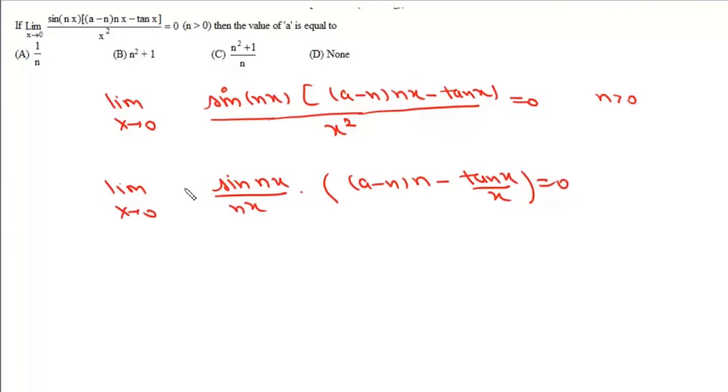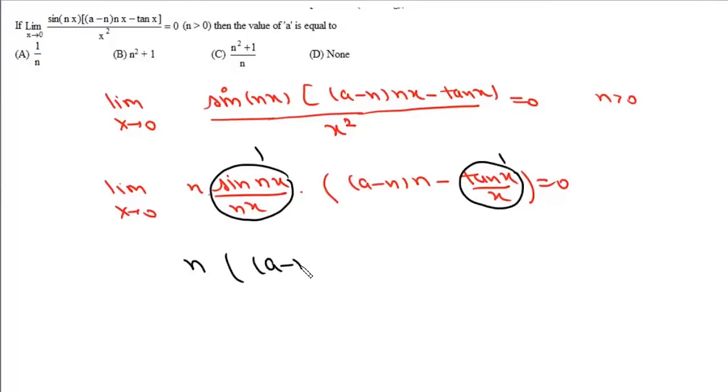Here we'll multiply and divide with n. Now this is standard limit 1, tan x upon x is also standard limit 1, so it will be n into a minus n into n minus 1 equals 0. So from here we can write a minus n equals 1 by n, or the value of a must be n plus 1 upon n, and that's your option C.